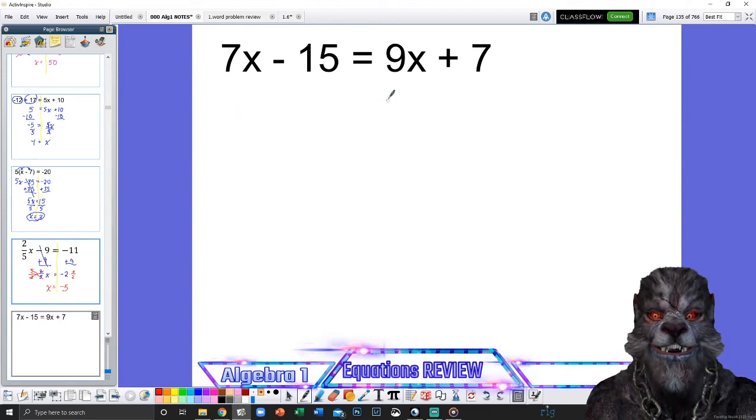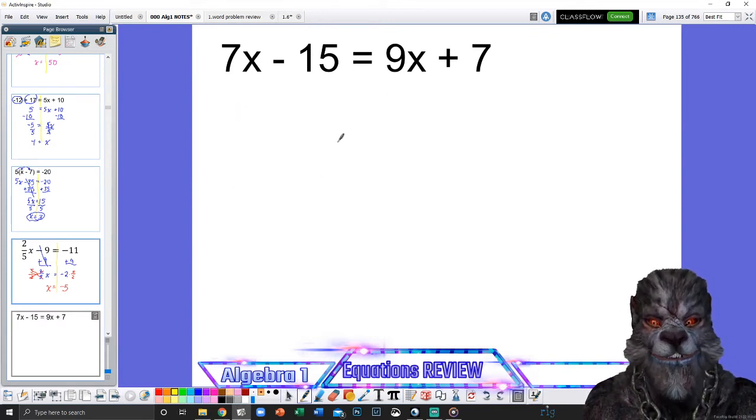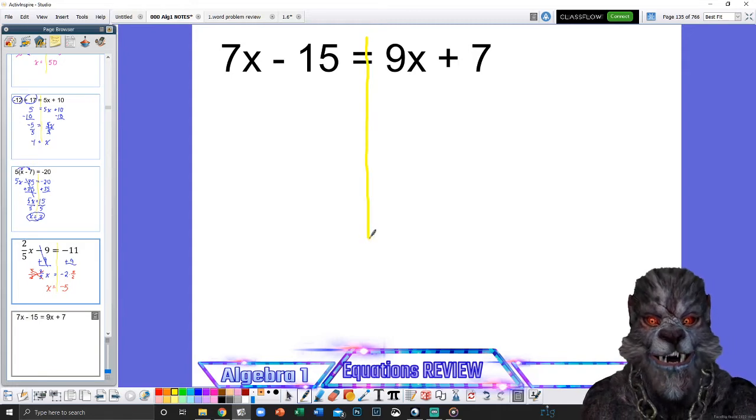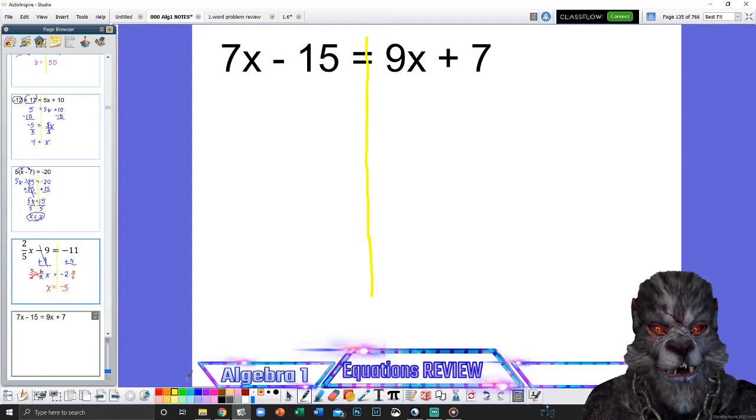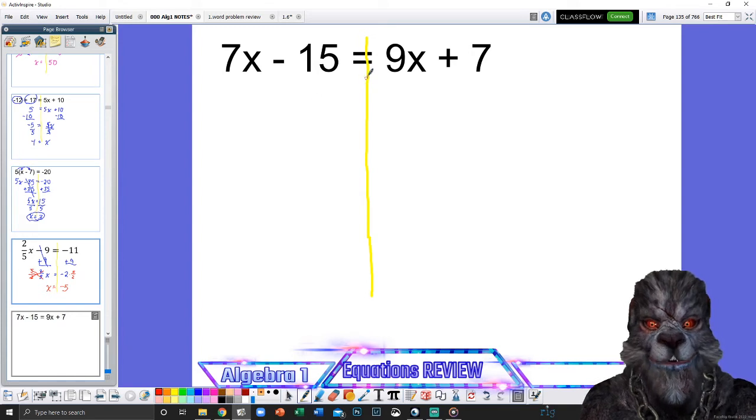Next, we have x's on both sides. Go ahead, hit pause, try this one. Alright, it looks like you've got it. So here's what we do.